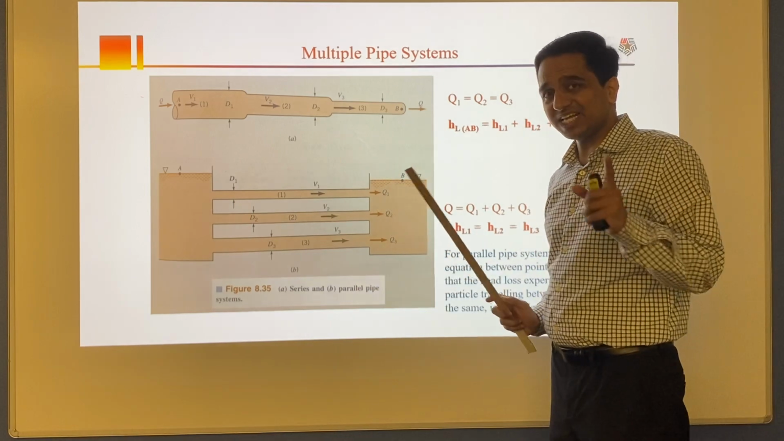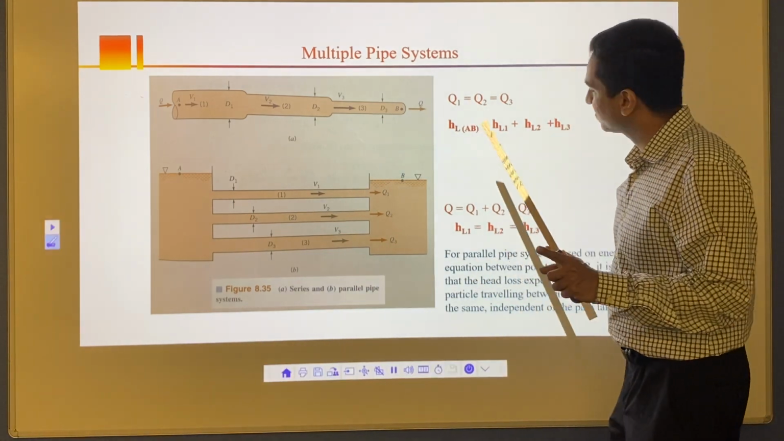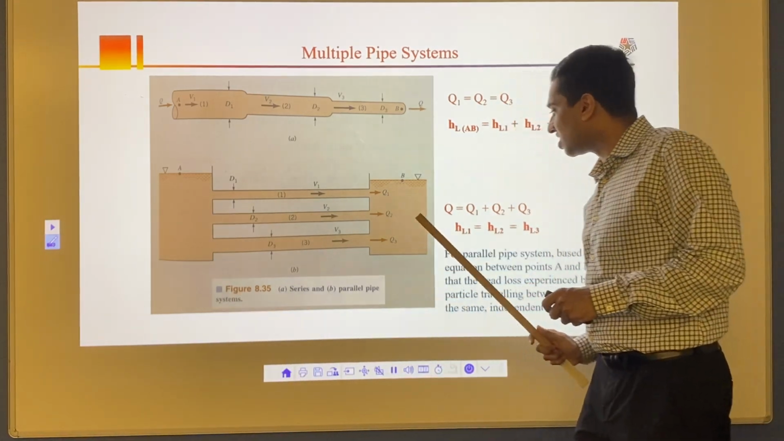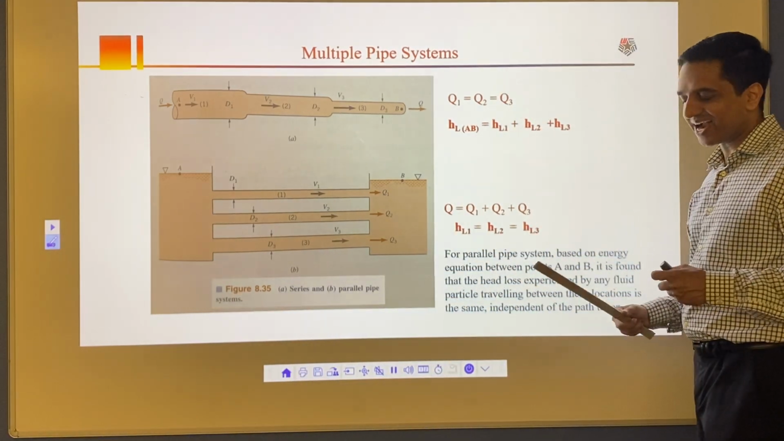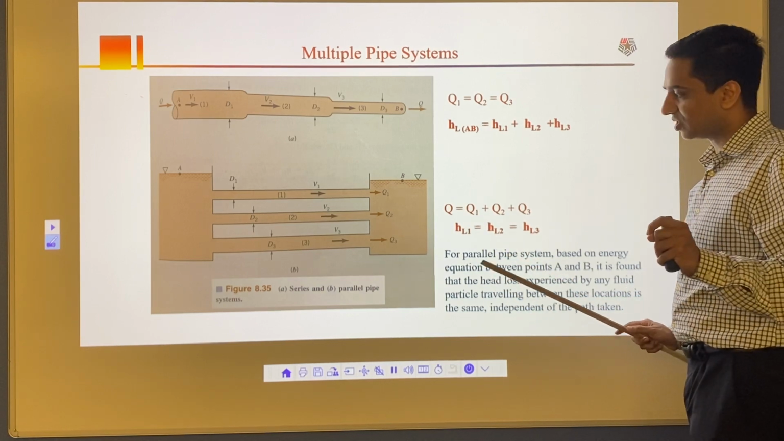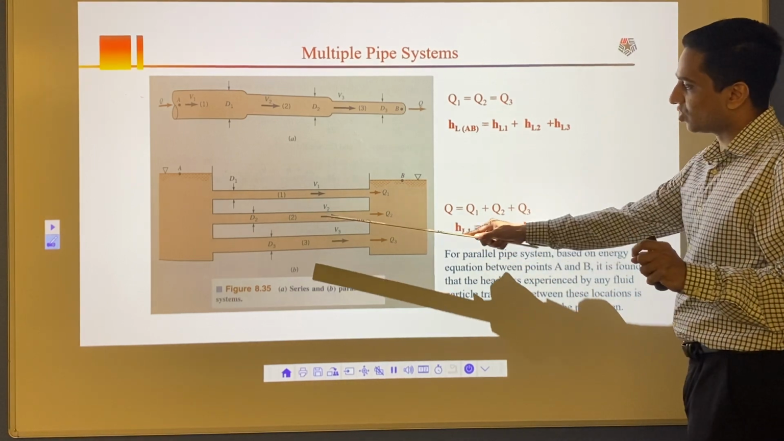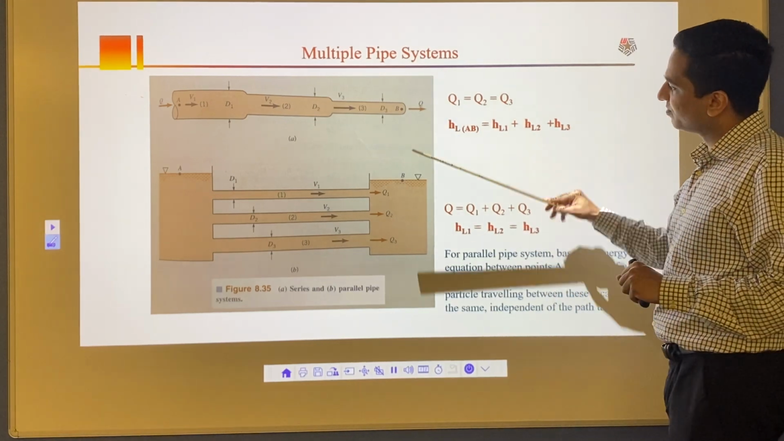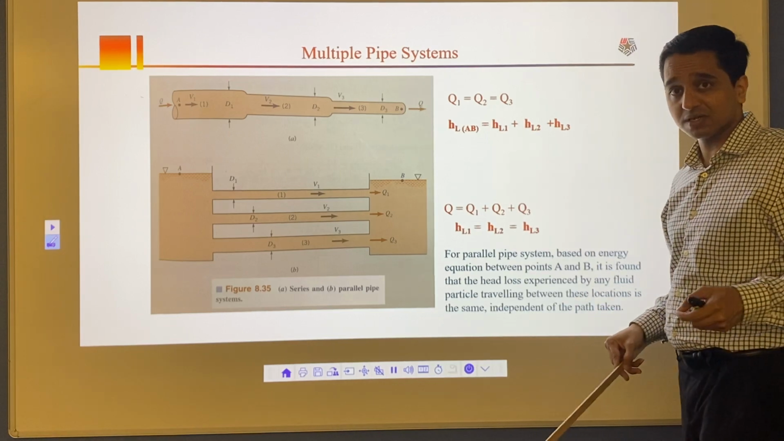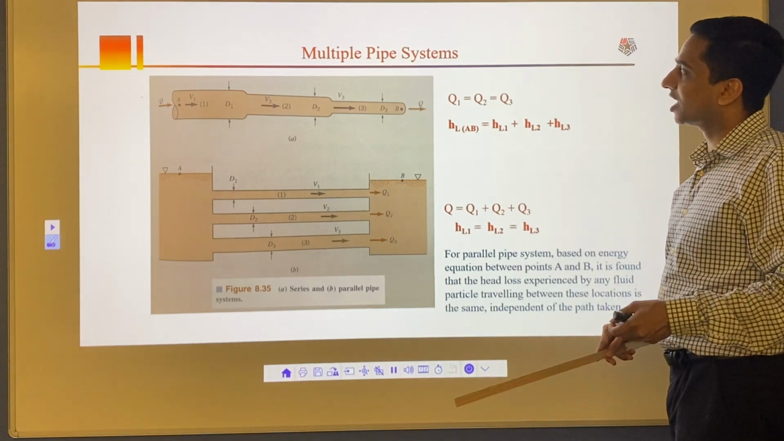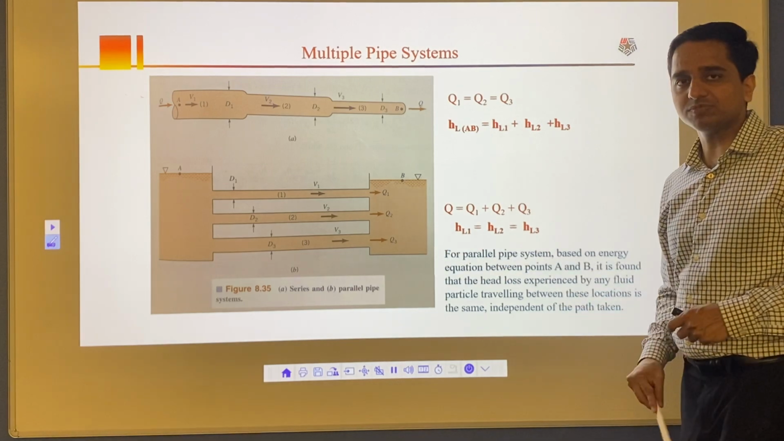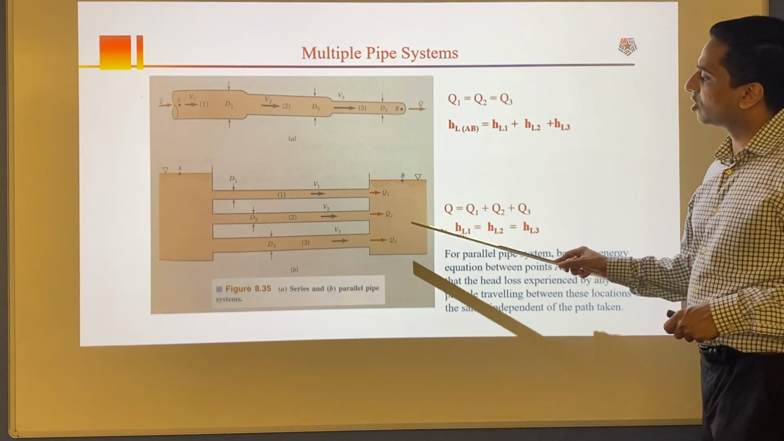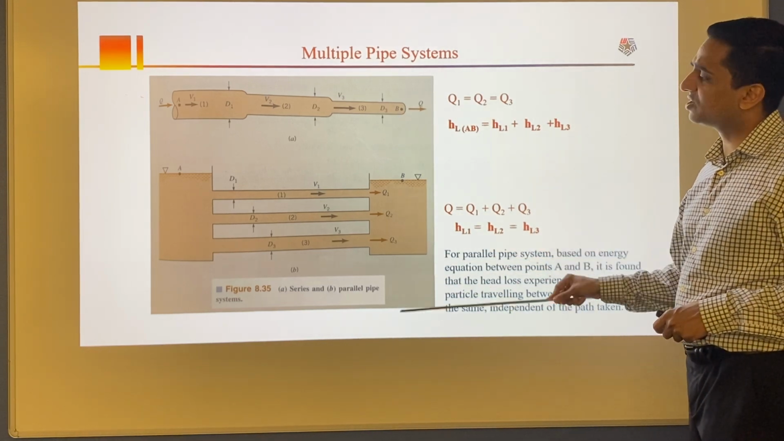When pipes are in series, the flow rate is the same, and you add your head loss. If pipes are in parallel, flow rates are added, and head loss is equal: HL1, HL2, HL3 equal. For parallel, they are equal; for series, you add. Keep that difference in mind, because it helps us solve problems with series and parallel pipe flow systems.